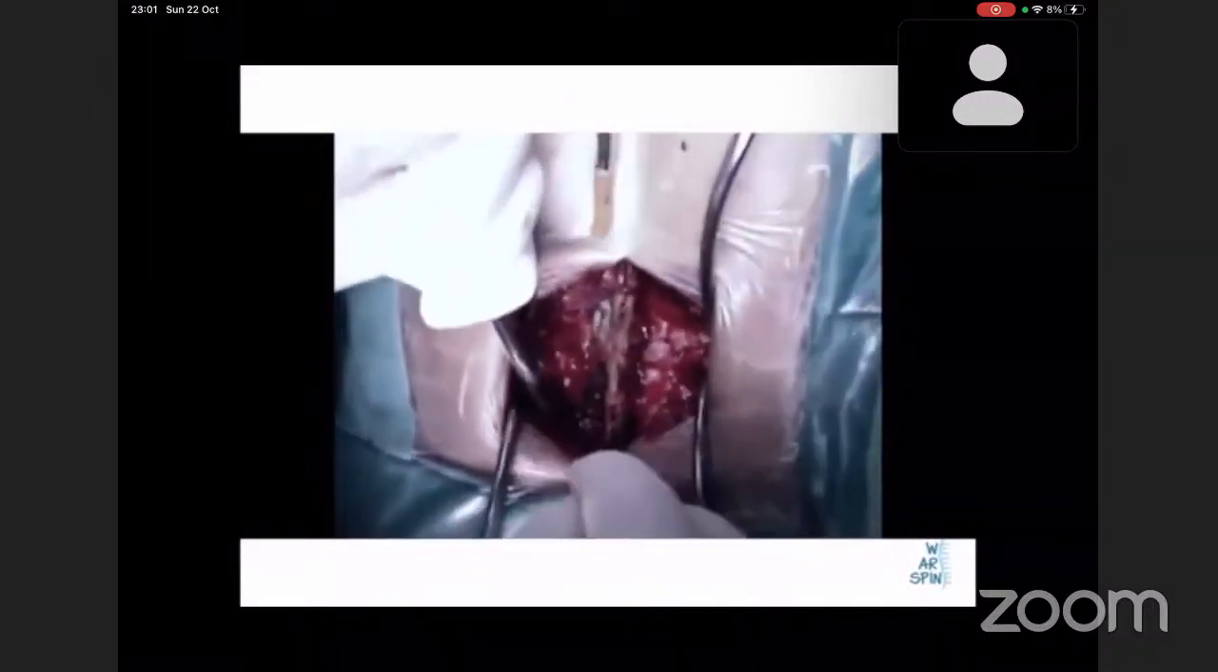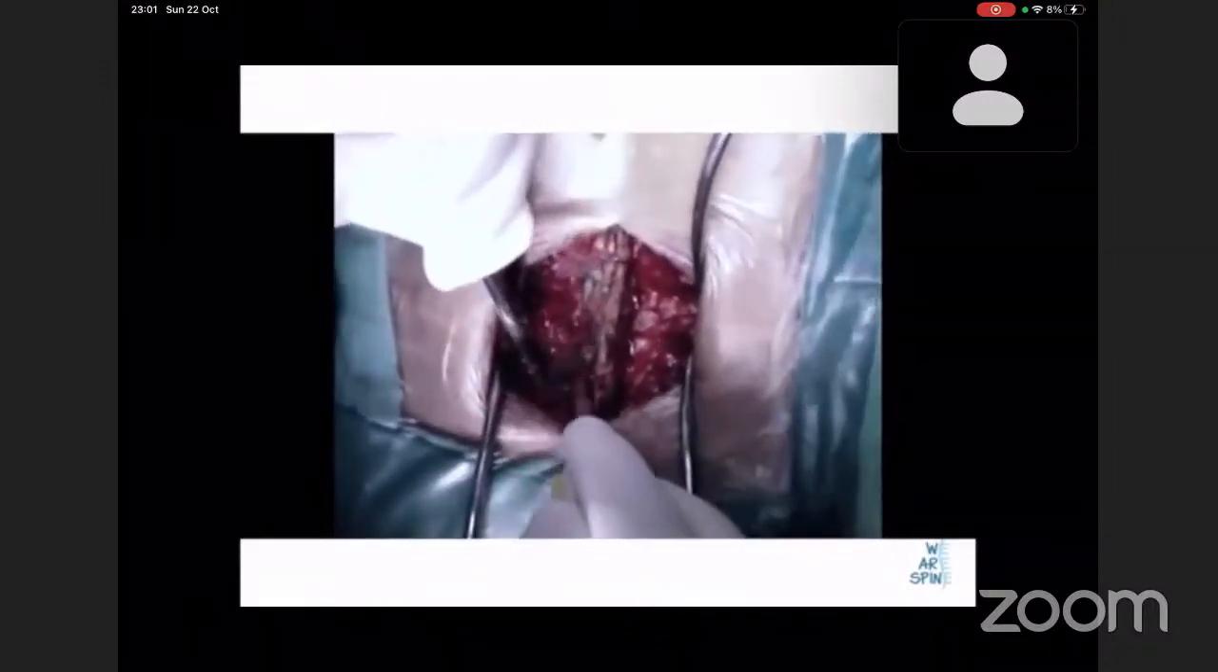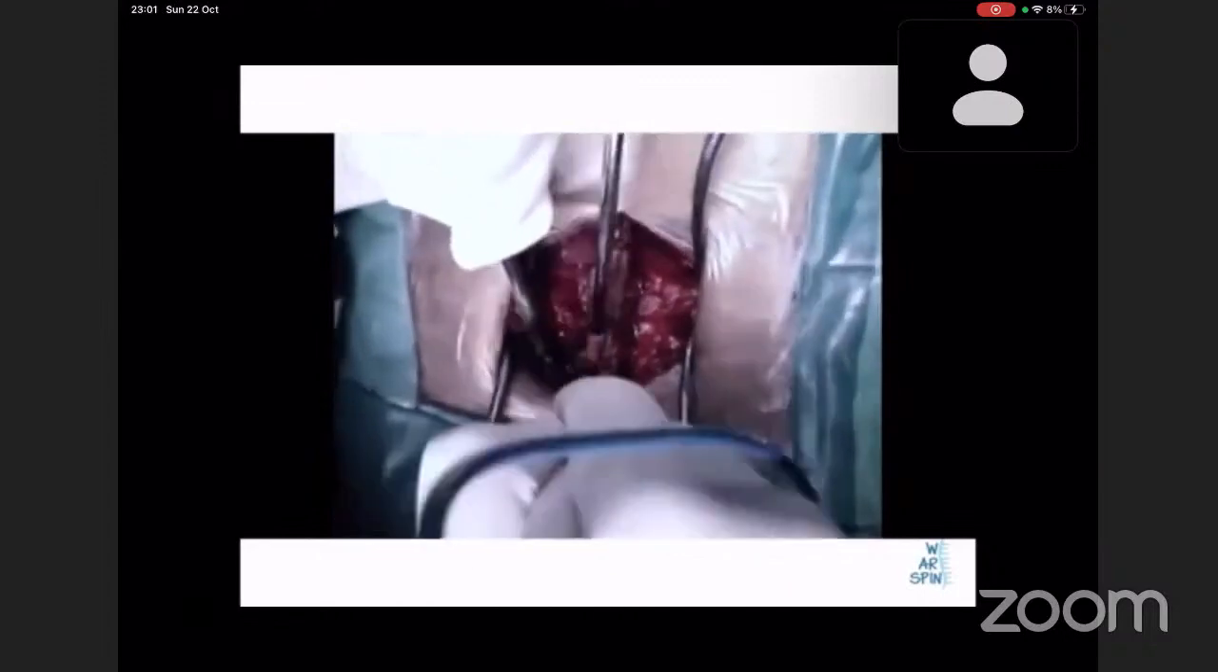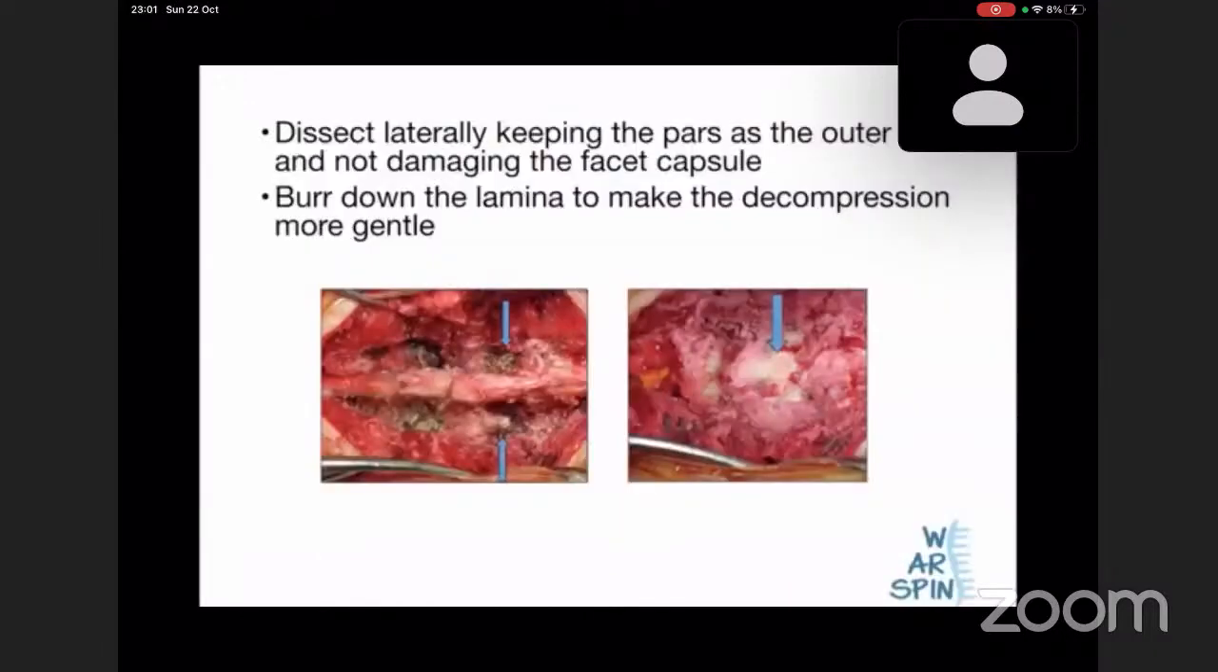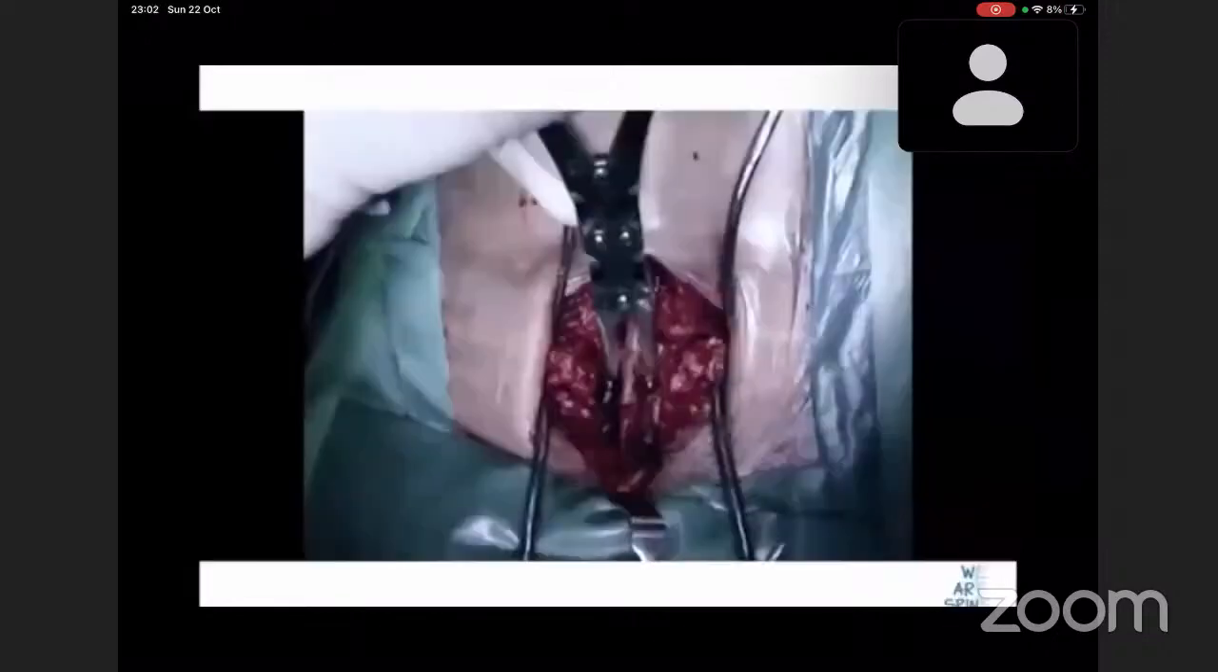You can use a simple rubber catheter to prevent any damage to the skin by covering the cautery tips. So dissect laterally, keeping the pars as the outer limit and not damaging the capsule. This is a very important point. Once it's done, you start removing the spinous process and then thin down the lamina to make decompression more gentle.